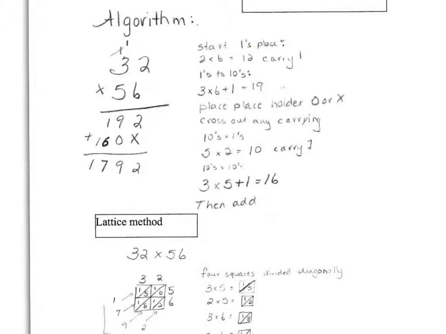So we need to start at the ones place. Okay, ones place, 2 times 6 is 12, so I put the 2, I carry the 1 to the tens place. Now I look at 3 times 6, which is 18, plus that 1 I carried, which is 19, so I write the 19 right here. I've finished now with the digit in the ones place. The 6 is complete. I don't need to do anything more with it.